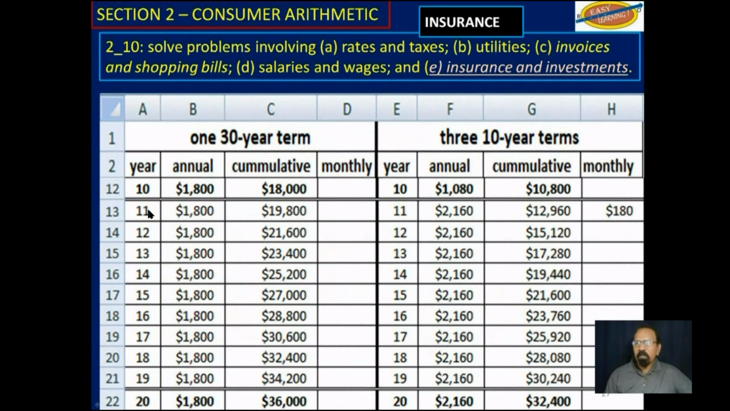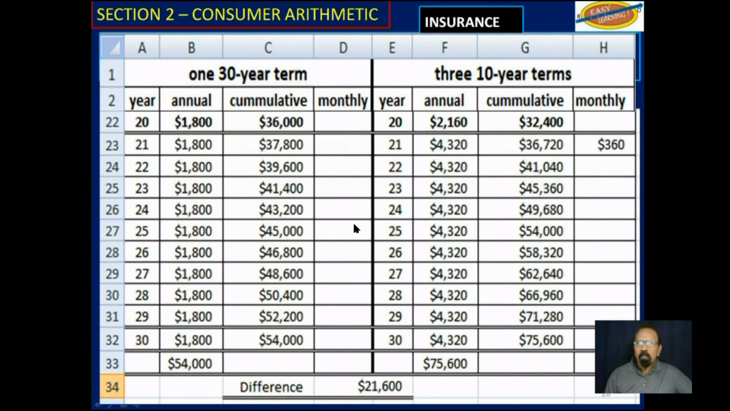Next 10 years, the second 10 years, now her premium increases to 180, his still stays at 90. At the end of the second 10 years, his system would have cost $36,000, hers $32,400. So if he dies within 20 years, her plan still would have been a better one.